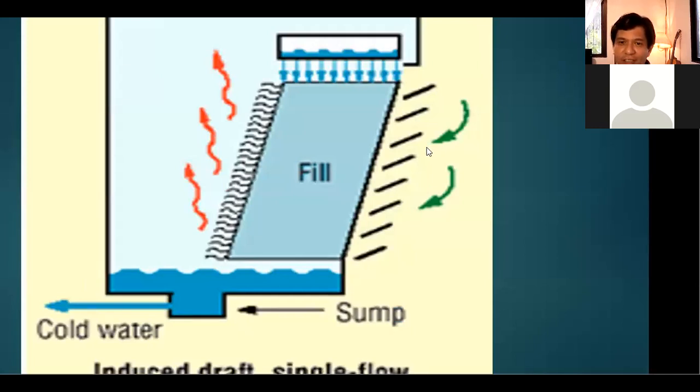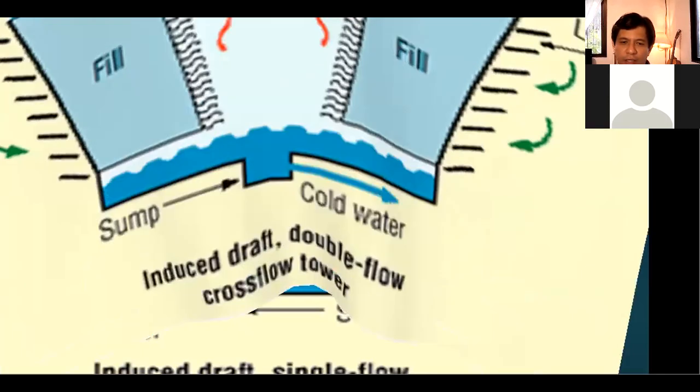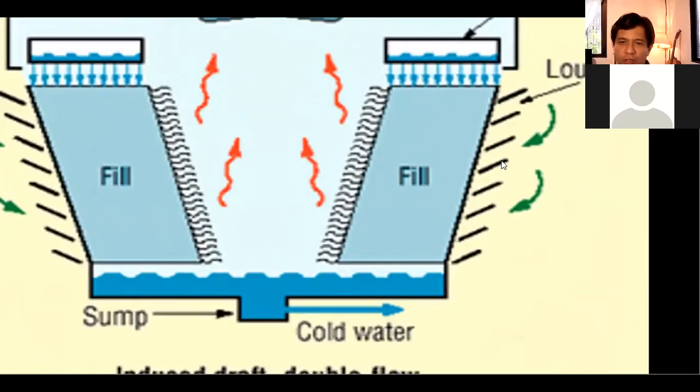the direction is no longer counter current. As you can see, the air flows sideways, and the water goes downward. So this is cross flow. It's the same with the previous one, if you haven't noticed, this is also cross flow. It's not counter current. So the last two are cross flow.